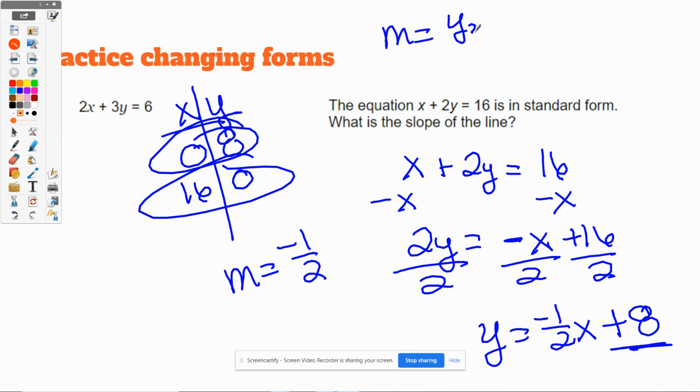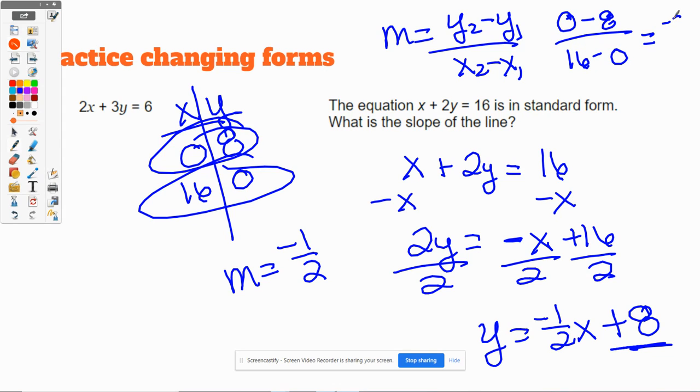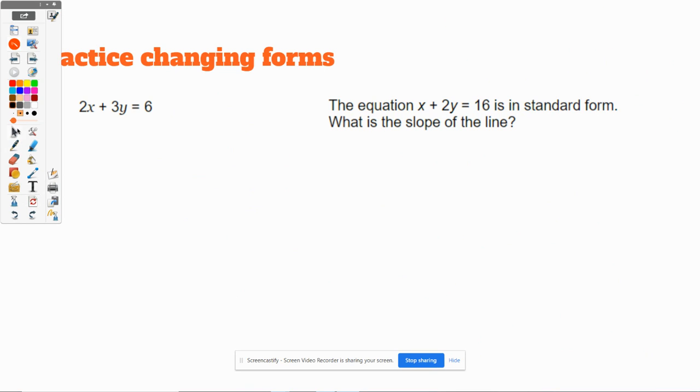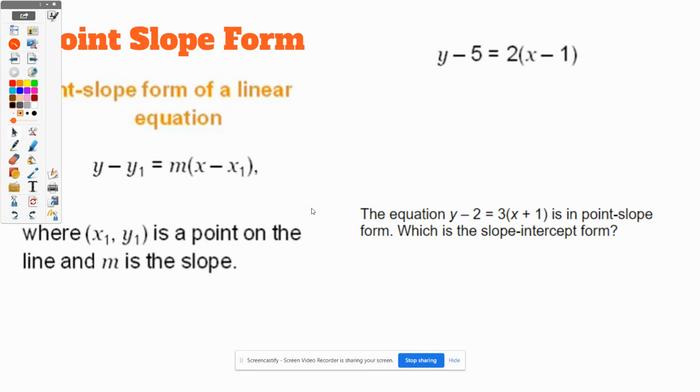You could have done y2 minus y1 over x2 minus x1, which would be 0 minus 8 over 16 minus 0. Negative 8 over 16, sure enough, simplifies to negative 1/2. So there's a couple routes you can take on these problems.